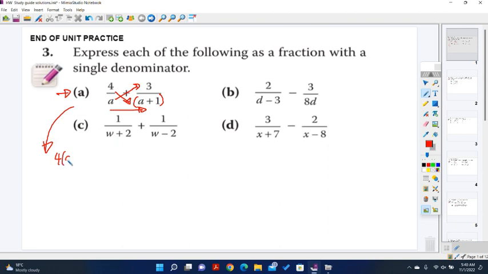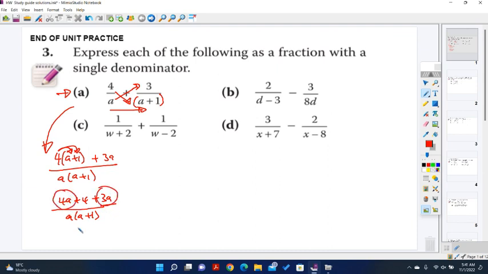So I have 4 into A plus 1 plus 3A divided by A into A plus 1. When I distribute the 4 inside, I have 4A plus 4 plus 3A divided by A into A plus 1. I don't have to expand the denominator because that doesn't make it any simpler. So I can just leave it the way it is. And in the top, I hope you can see 4A and 3A can add together. So I'll end up having 7A plus 4 divided by A into A plus 1.